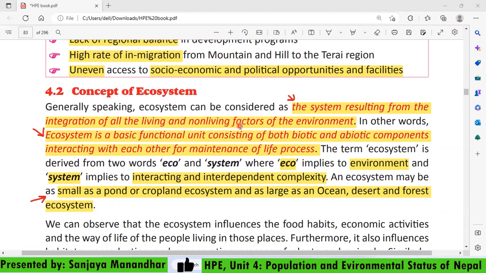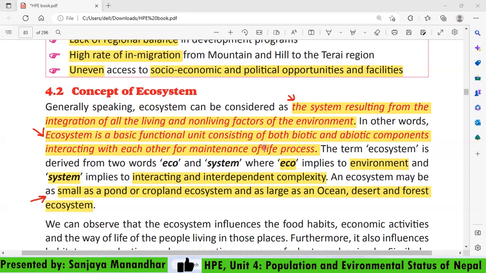For example, I am a living factor and I'm looking at a laptop. This is a non-living factor. Now there is some interaction. I'm looking at the laptop, which means the laptop is a non-living factor and I am living. So a living thing is interacting with a non-living thing, and this makes the system. That is what? Ecosystem. So ecosystem is the system which is created by the interaction of living and non-living components. So we take a breath, we take oxygen from the environment. Yes, so we are a living component and we have interaction with a non-living component. So this has created the system.